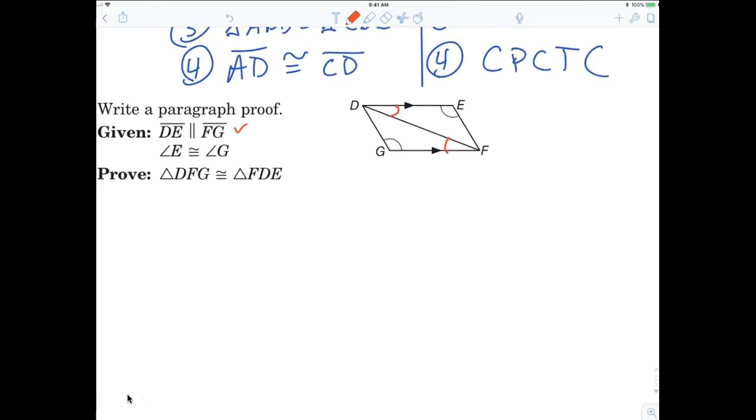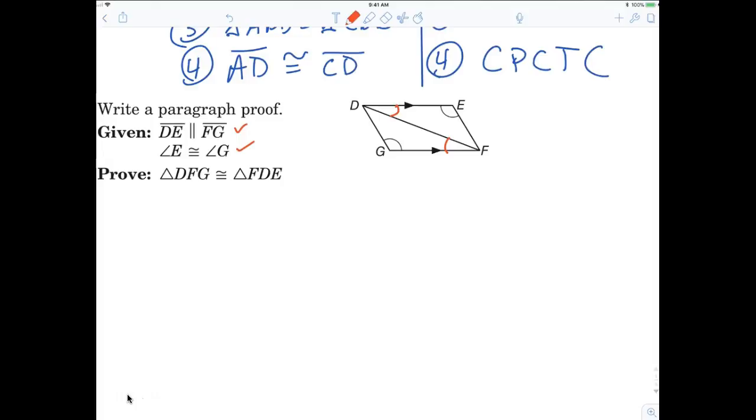I also have that angle E is congruent to angle G. That's already marked. I then can say what? Oh, third angle theorem. Now, the third angle theorem, you could say that, but is that helping? No, because we'd have all 3 angles. I don't know. So I could say what now?